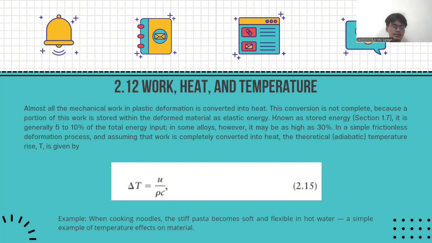For example, when cooking noodles, the stiff pasta becomes soft and flexible in hot water. A simple example of temperature effect on material.